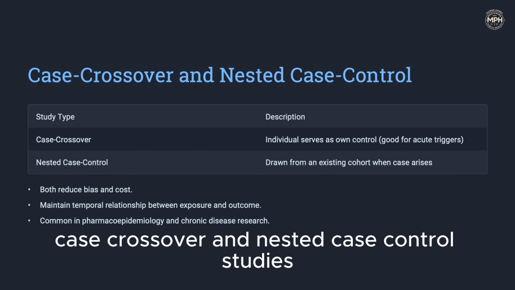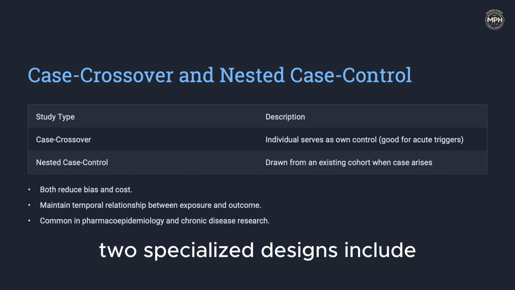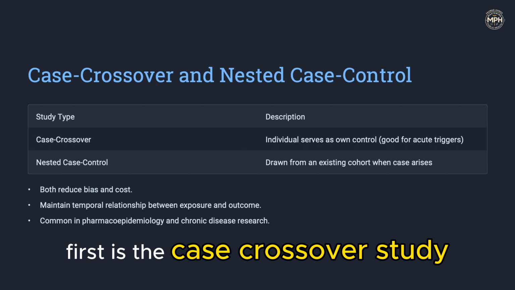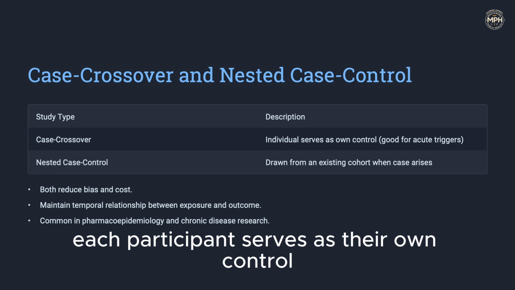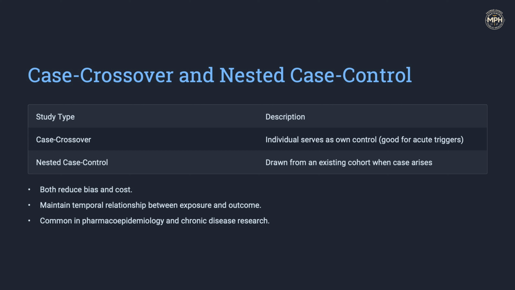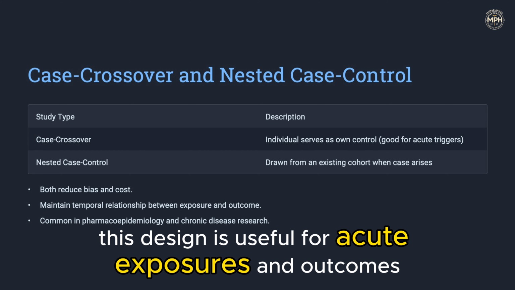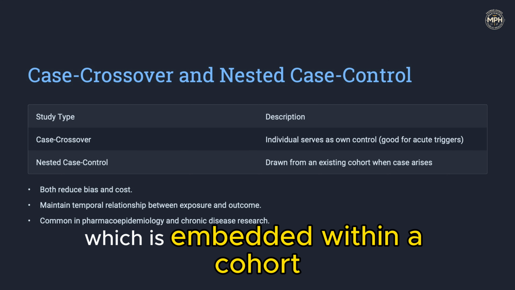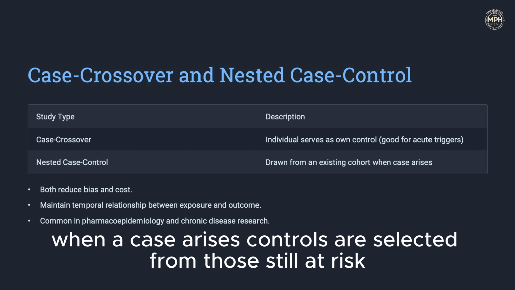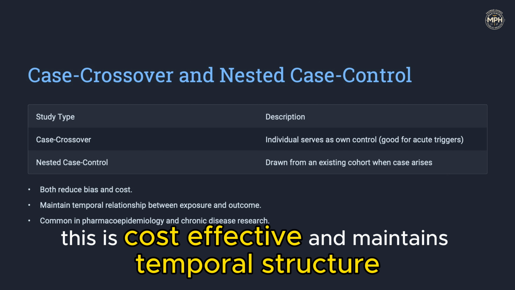Case crossover and nested case control studies. Two specialized designs include: first is the case crossover study. Each participant serves as their own control, comparing exposure right before disease onset to an earlier time. This design is useful for acute exposures and outcomes, such as triggers of heart attacks. Second is the nested case control study, which is embedded within a cohort. When a case arises, controls are selected from those still at risk. This is cost-effective and maintains temporal structure.